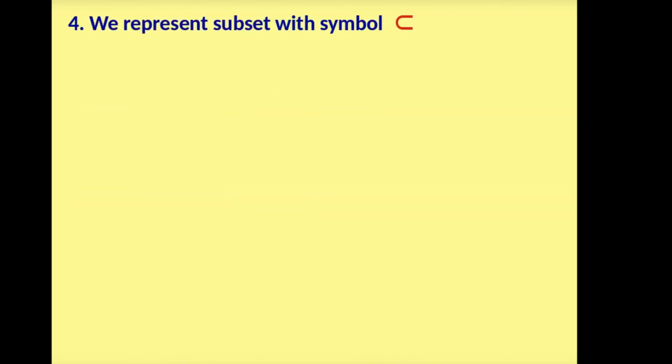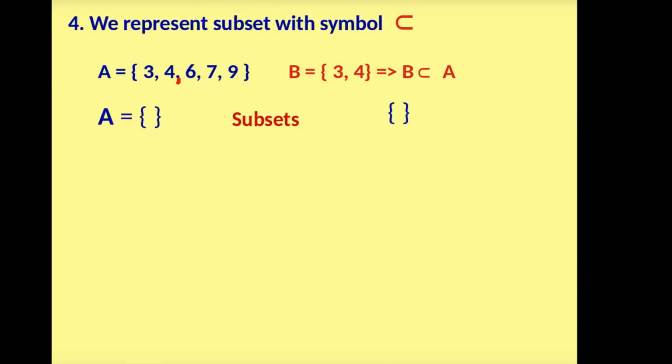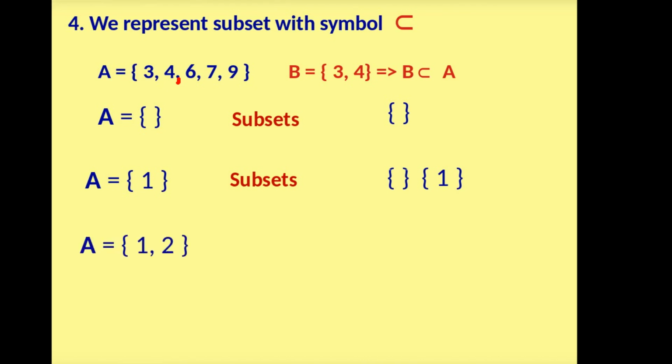And A = {3, 4, 6, 7, 9}. If we write 1 or 2 or more elements or all elements from that, it is a subset. B = {3, 4} implies B is a subset of A. A null set is also a subset of A. {1} is also a subset of A. And A = {1, 2}, if 2 elements are there: null set, {1}, {2} and {1, 2}. How many subsets are there?